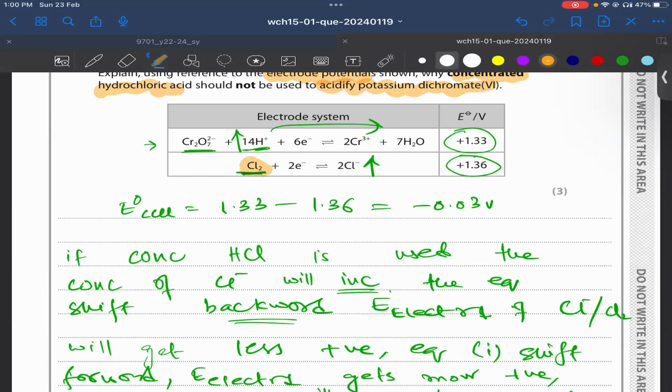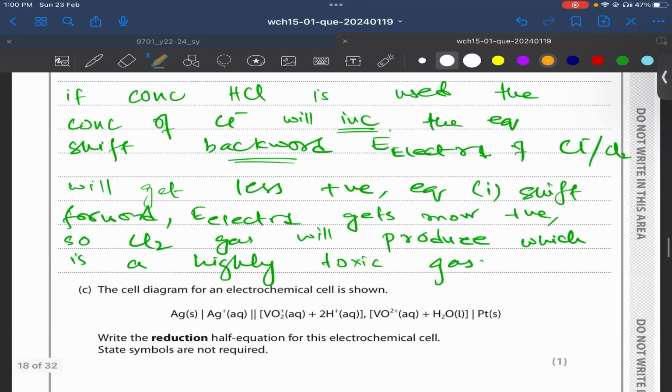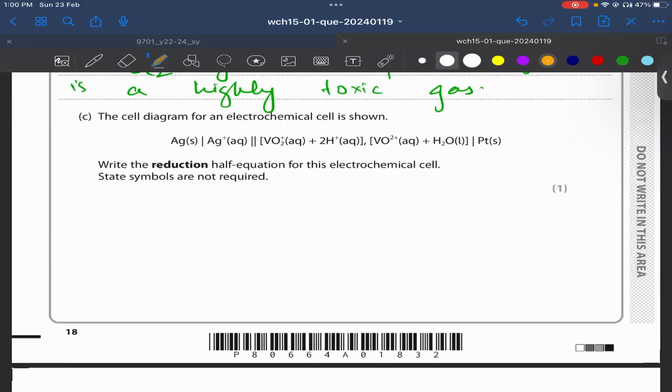All right. The cell diagram for an electrochemical cell is shown. Write the reduction half equation for this electrochemical cell. State symbols are not required.